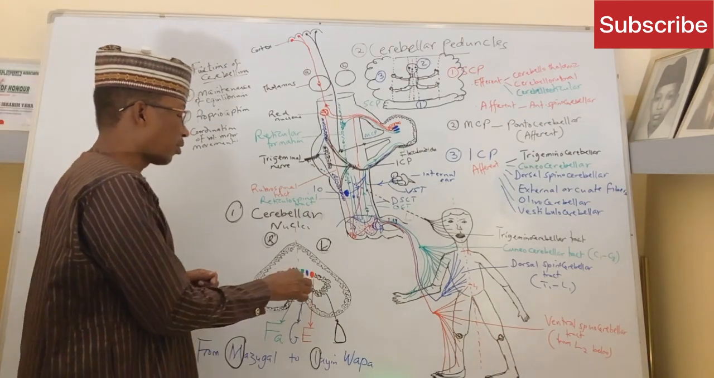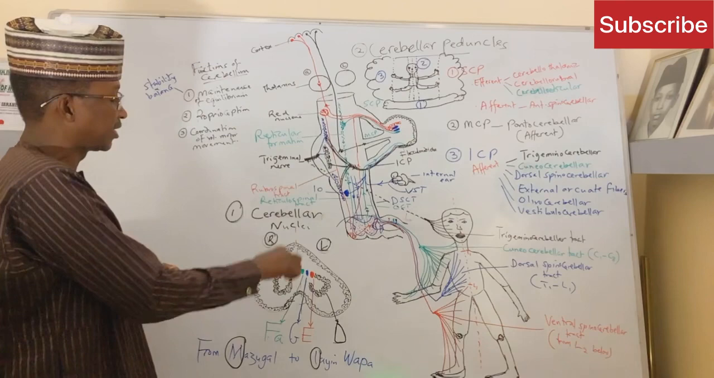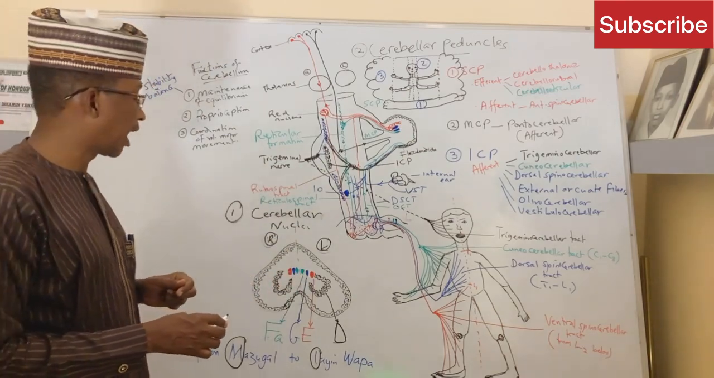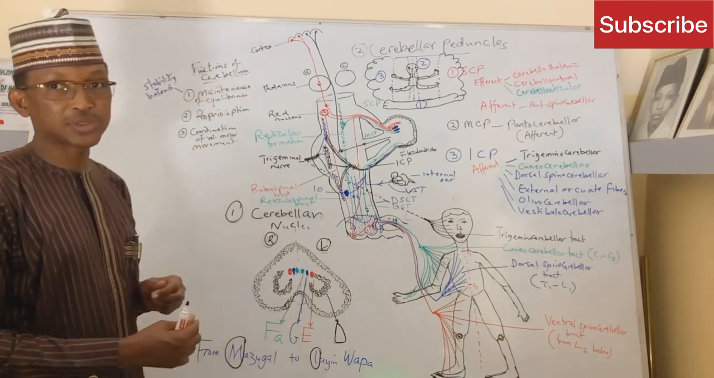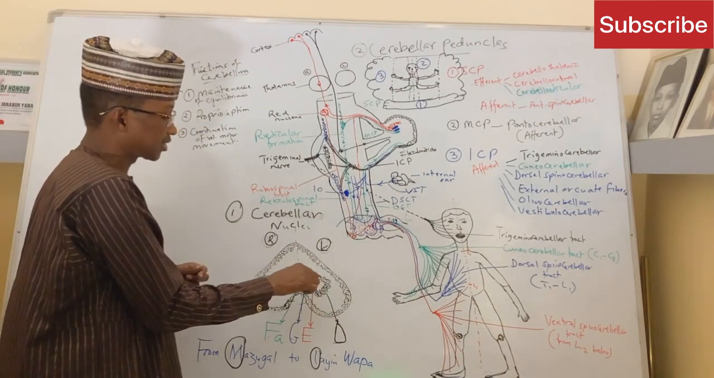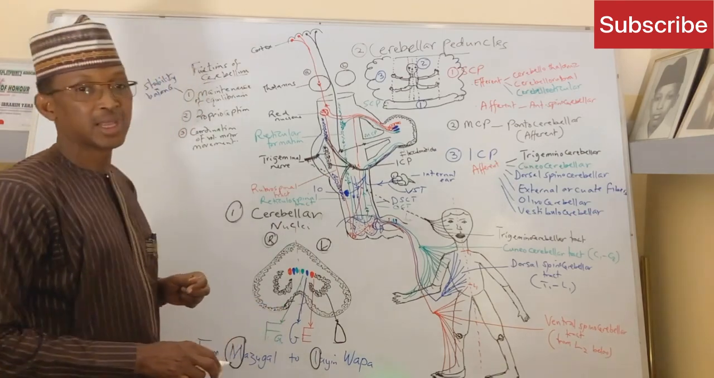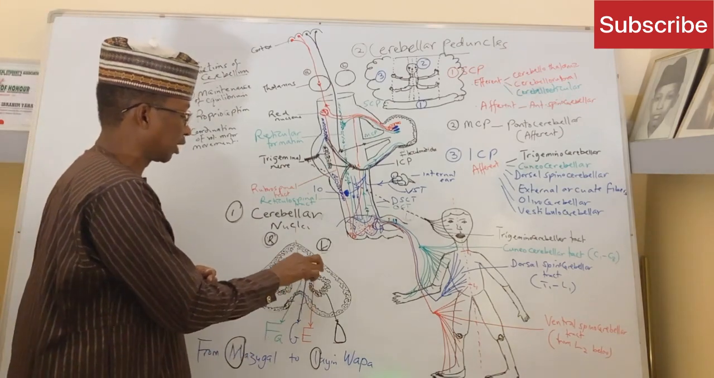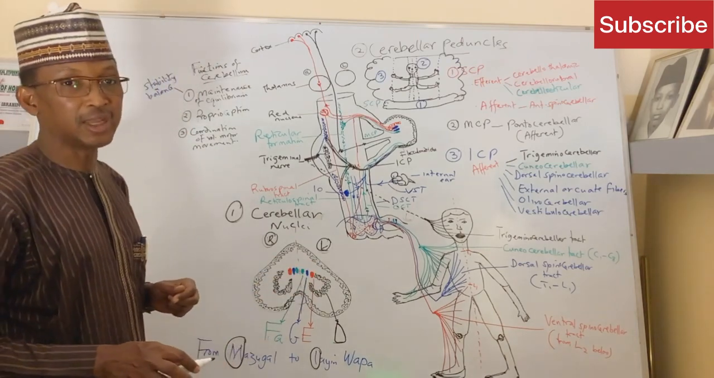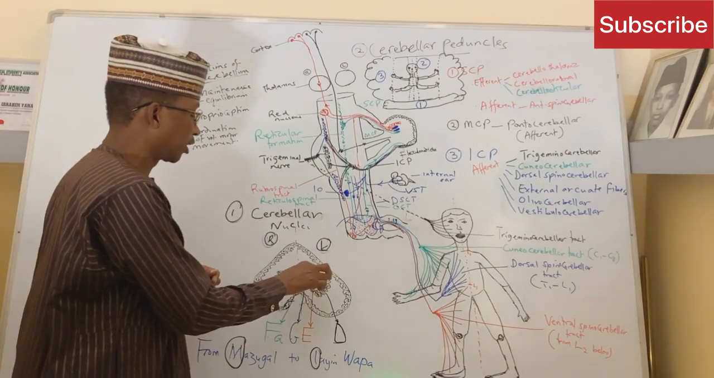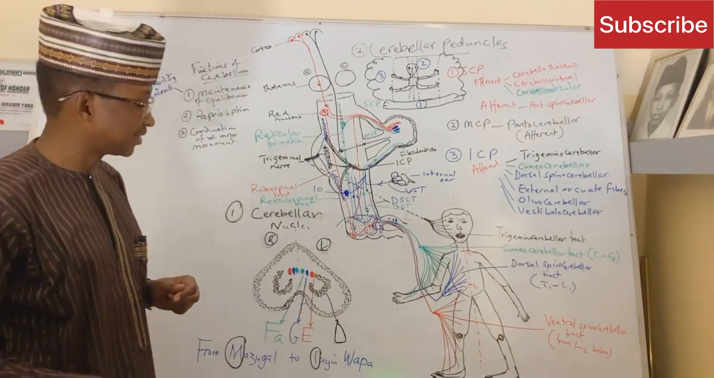So we have 4 cerebellar nuclei. If you divide the cerebellum into 2 equal halves, the left half and the right half, then on either of the 2 halves you have 4 nuclei. From medial to lateral, the most medial is the fastigial nucleus, which is F. The second one is the globose nucleus, following the fastigial nucleus. The third one is the emboliform nucleus, and the last, the most lateral one, is the dentate nucleus.